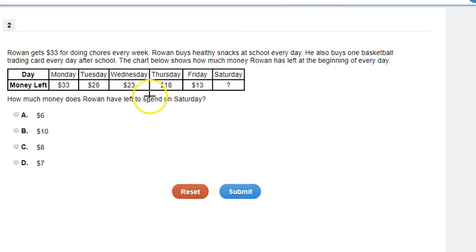Okay, so now we're going to just check our work, and we're going to circle the next 2 numbers, 28 and 23. I'm going to put 28 on top because it's the biggest number, and then 23 on the bottom.